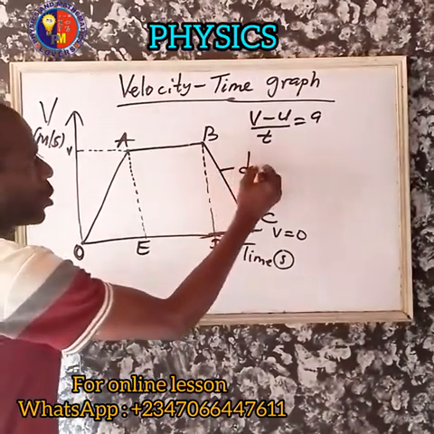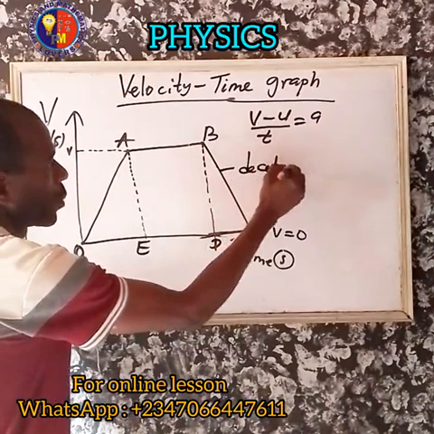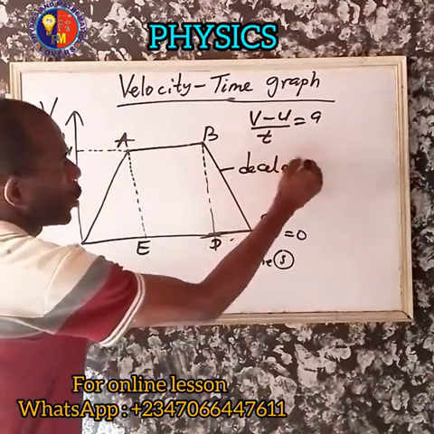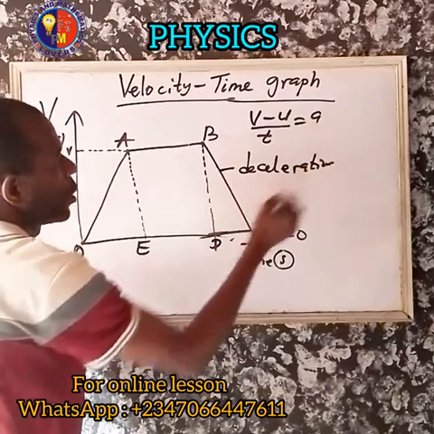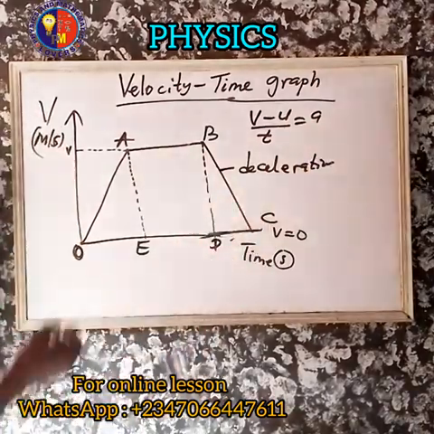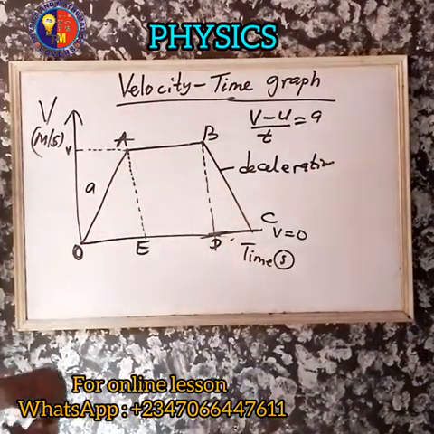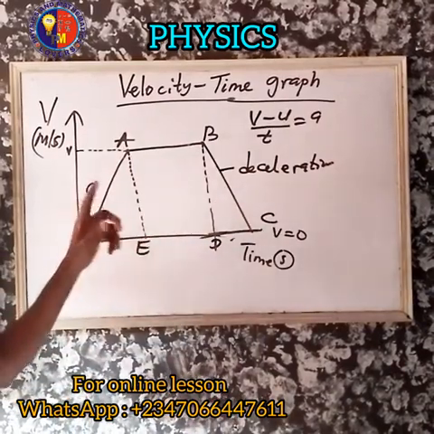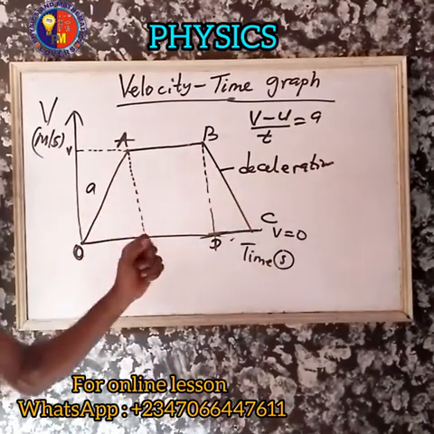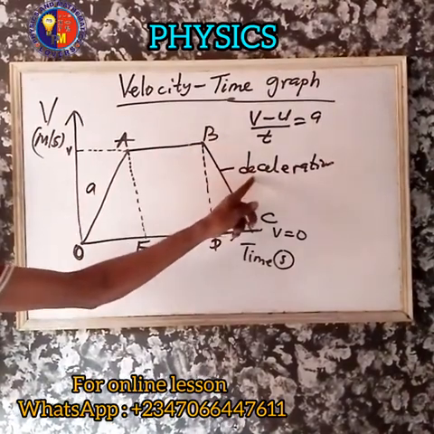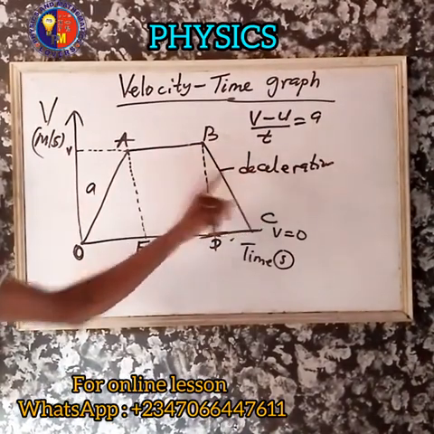This is deceleration, or retardation. And here, this is where we have acceleration. Let me tell you, deceleration and acceleration have the same value, but opposite. So this one is negative acceleration. We call it retardation or deceleration.